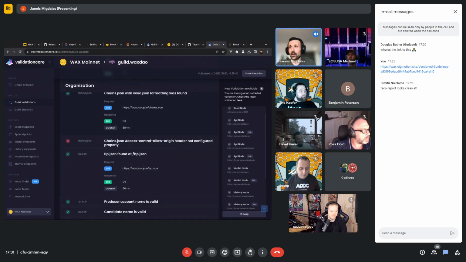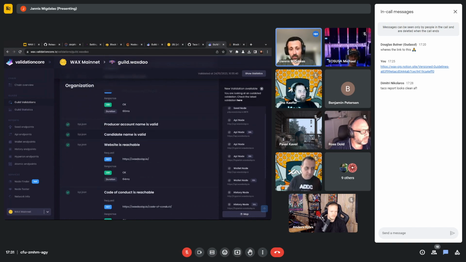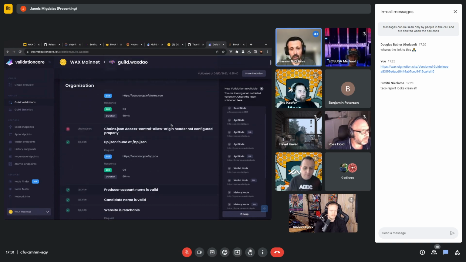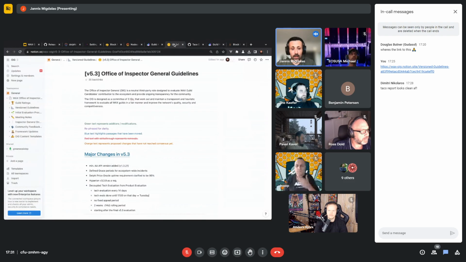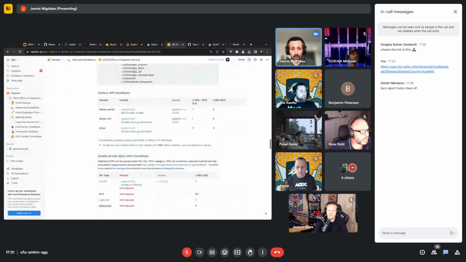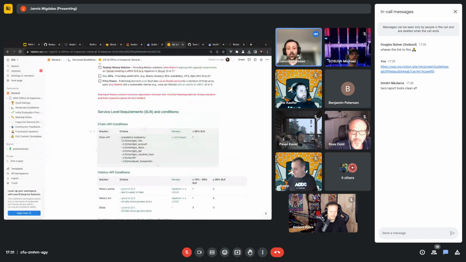We want to have insanely fast get table rows requests, for example, and we also want to make sure that whatever guild is being used has a working API node to connect wallets and to just request data from the blockchain. Since those criteria are new, we have gone beyond and listed some of the endpoints we want to make sure are reachable and just working.